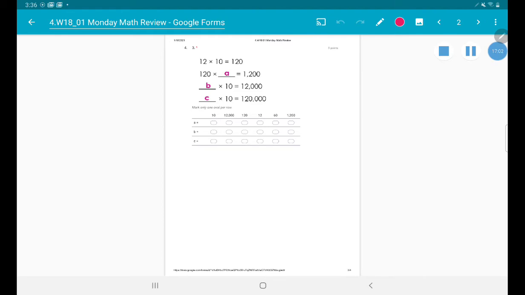Next, I'm multiplying by powers of 10. 12 times 10 equals 120. We can see 12 times 1 is 12. I have 1 zero in my factor and 1 zero in my product. If I go to the next one, I have to solve for A. 12 times what is going to equal 12? Of course, that's going to be 1. 12 times 1 is 12. I have 1 zero in my factor. I need 2 zeros in my product, so I'm going to have to add another 0. So A is equal to 10.